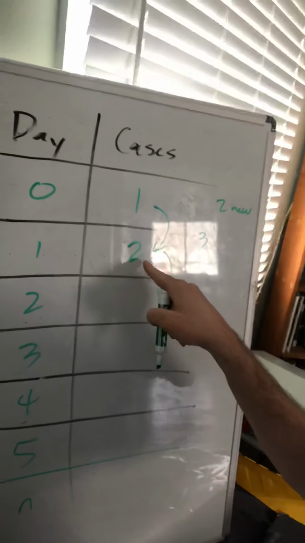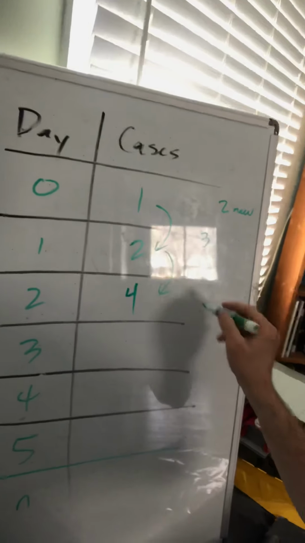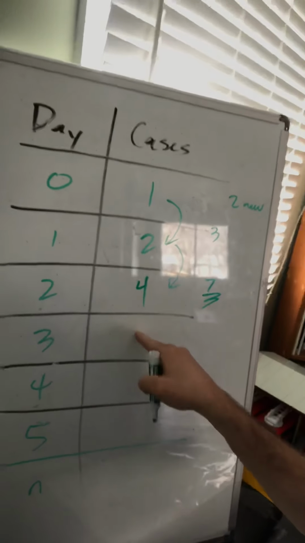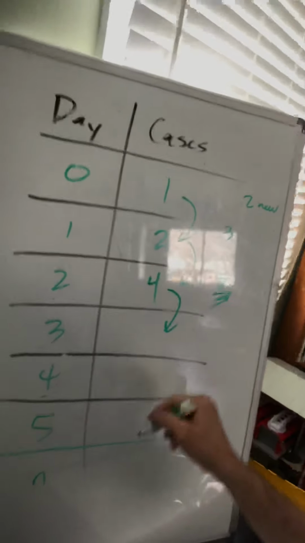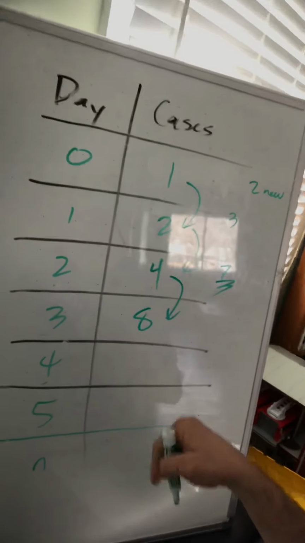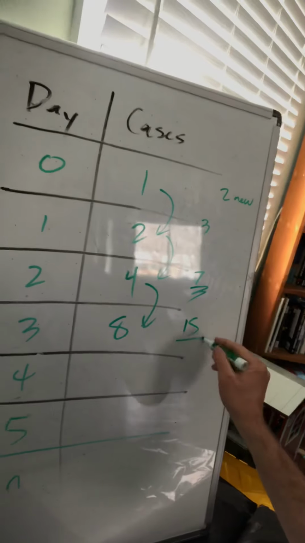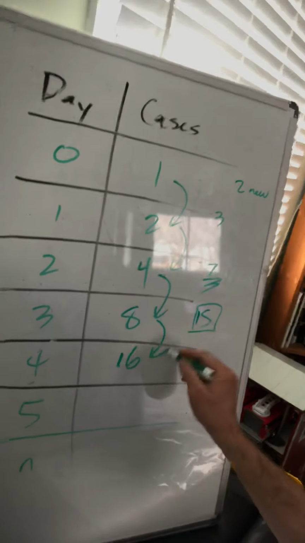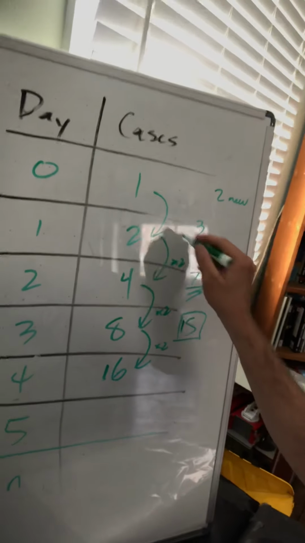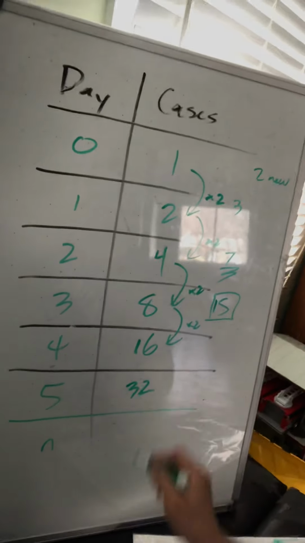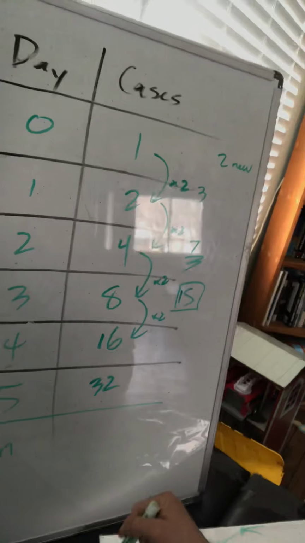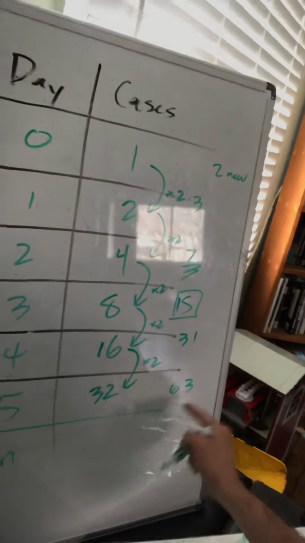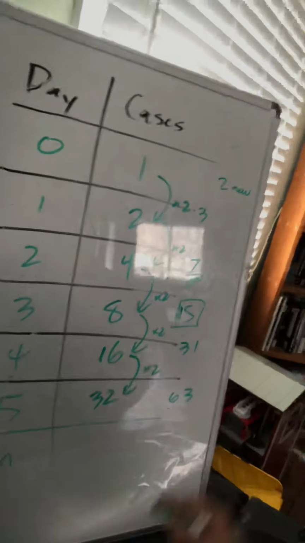On day 2, these 2 people would have given it to 4. That gives us now a total of 7, 3 plus 4 is 7 total people. Each time we work down this table, it's doubling. On day 3, there would be 8 new people that have it, giving us a total of 15. On day 4, this 8 is going to turn into 16, because each time we're multiplying by 2, multiplying by 2, multiplying by 2. And so on the 5th day we would have times 2, 32, for a total of 63. So on day 5, 63 people in the United States theoretically had it.